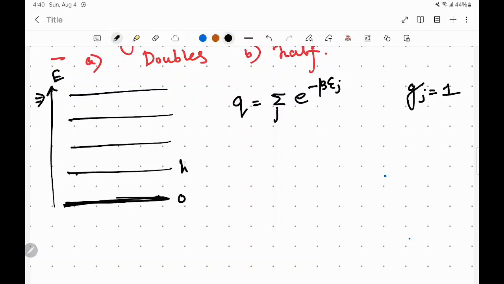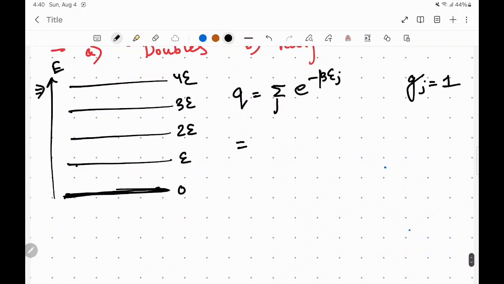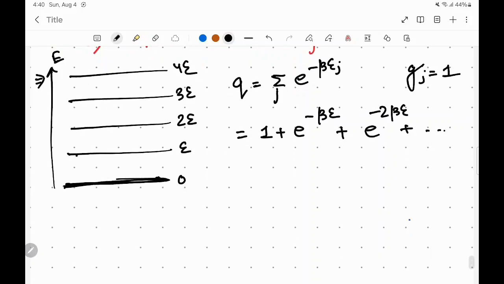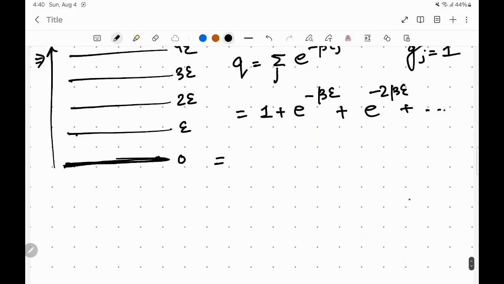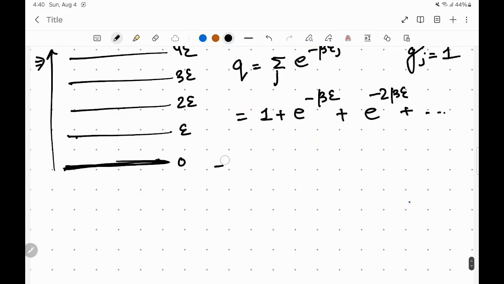So that's why he considered this as 0, epsilon 2, epsilon 3, epsilon 4, something like this. Then you can do it easily. The ground state being 0, the partition function will be 1 plus e to the power minus beta epsilon, e to the power minus 2 beta epsilon, and so on. Now if you consider e to the power minus beta epsilon as x, then it is just 1 plus x plus x square plus x cube.